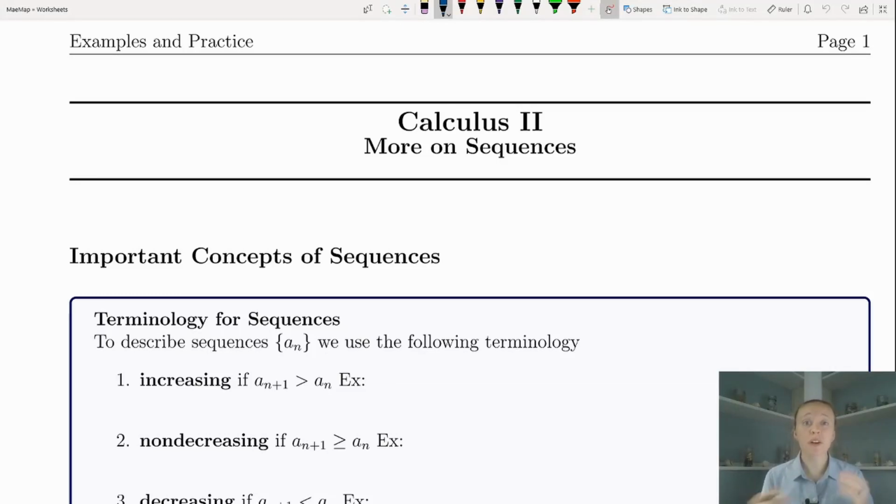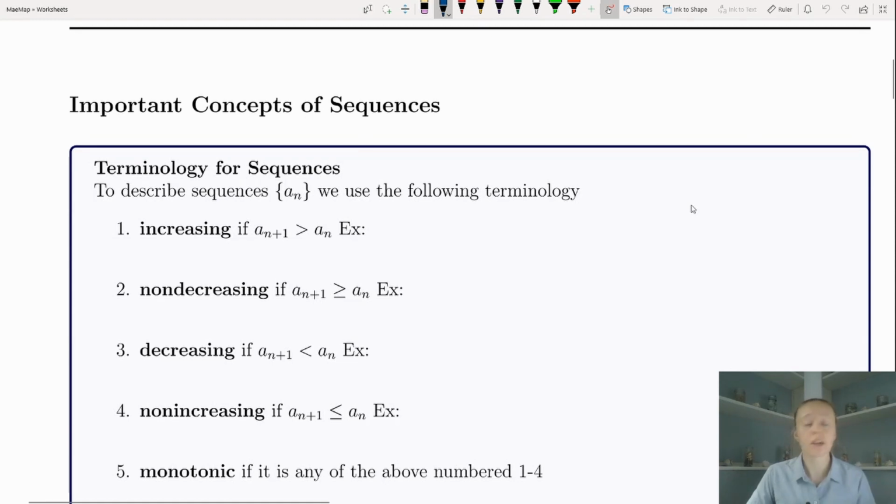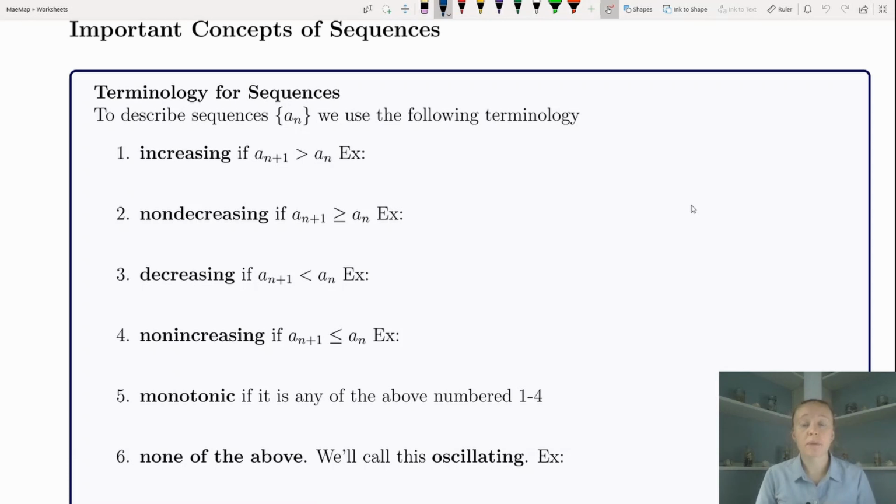In today's video, we're going to dive deeper into sequences. So let's go over some important concepts of sequences at the start. And as a note, most of this should be a review from your lesson, so I'm going to quickly go through the important terminology because we're going to use that in the first half of this worksheet. So if we're describing some sequence a sub n, we will use the following terminology.